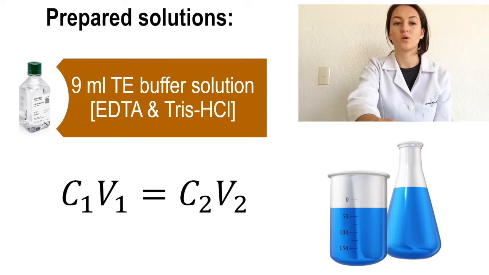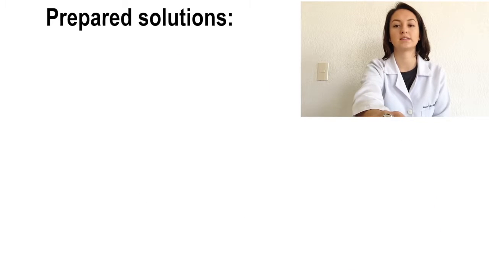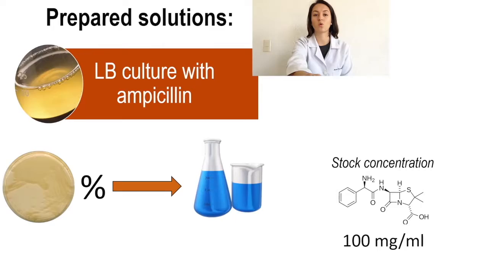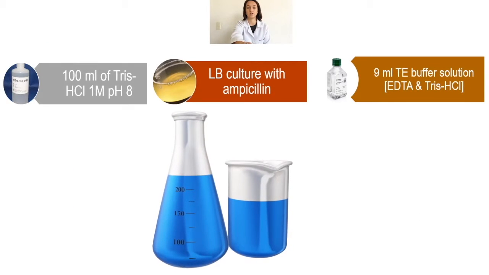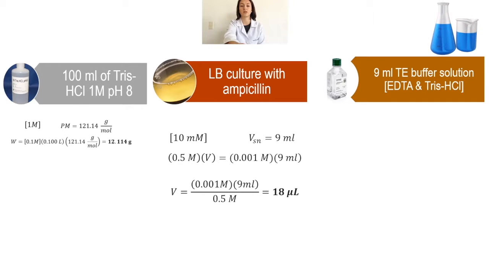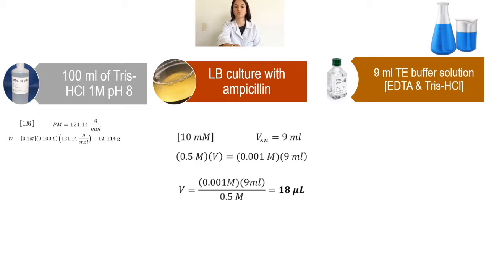The calculus was done the following. For the first solution, the molecular weight was multiplied by the total volume, and that gave us the amount of grams of Tris-HCl to be weighed. For the second solution, the C1V1 equals C2V2 formula was used to get the required volume of Tris and EDTA. For the third solution, the final volume to be prepared was multiplied by the agar per plate divided over 1 liter. The same was done for LB.